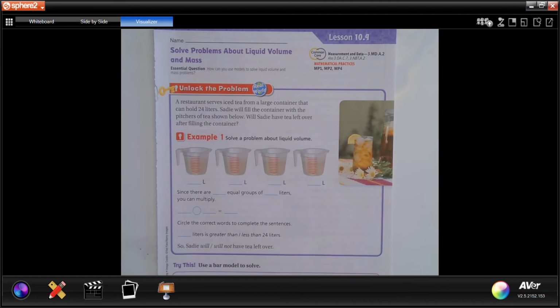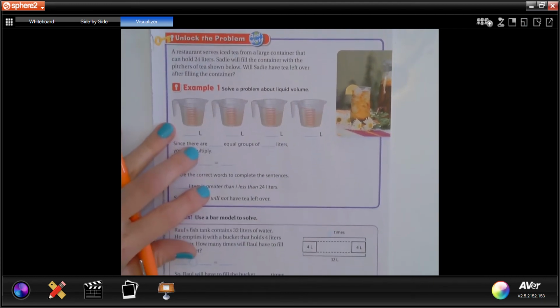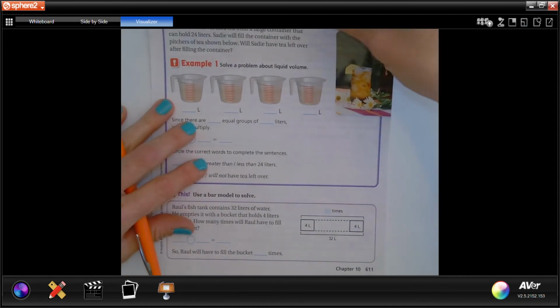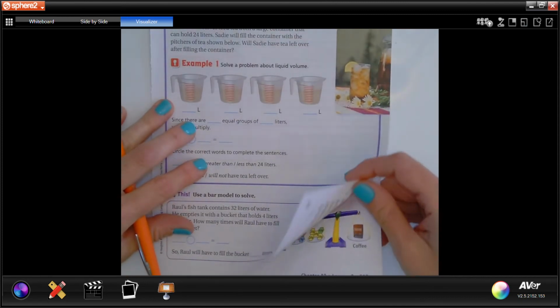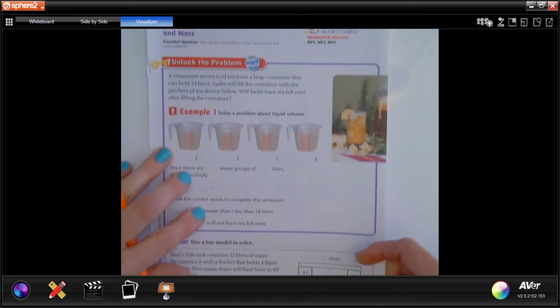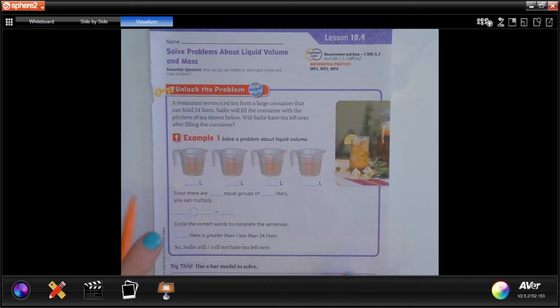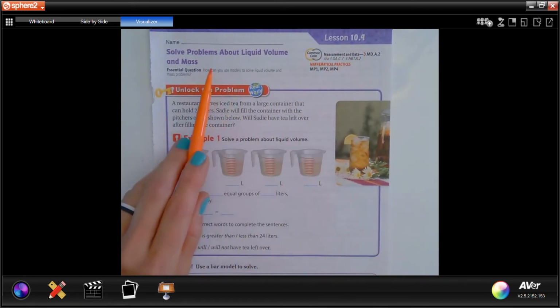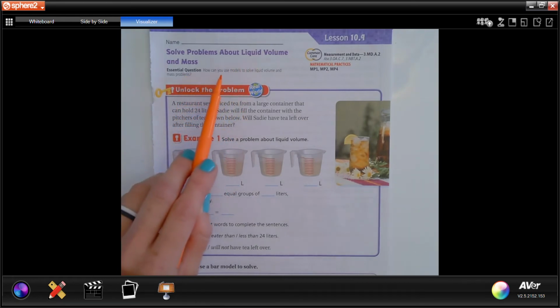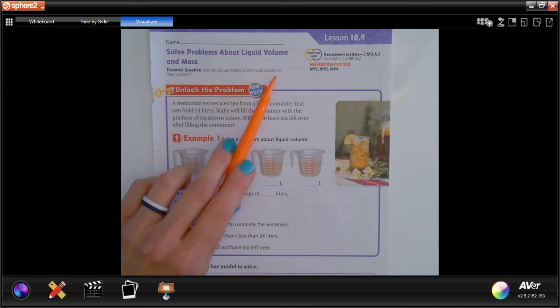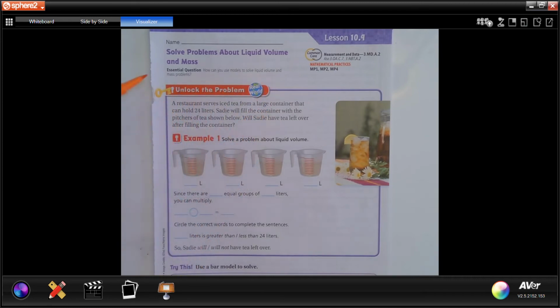Hello class. For today's lesson, you're going to need pages 611 and page 613. Today's lesson is lesson 10.9, Solve Problems About Liquid Volume and Mass. Essential question, how can you use models to solve liquid volume and mass problems?